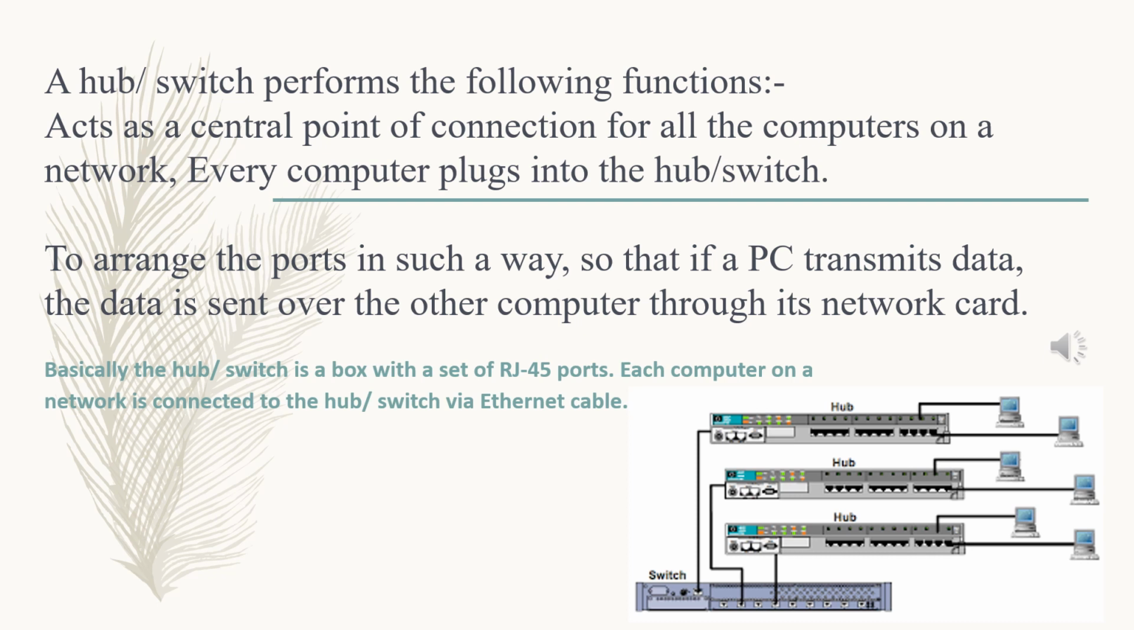Every computer plugs into the hub or a switch, and the ports are arranged in such a way that if a PC transmits data, the data is sent to the other computer through its network card. Basically, the hub or switch is a box with a set of RJ45 ports. Each computer on a network is connected to the hub or switch via Ethernet cable.